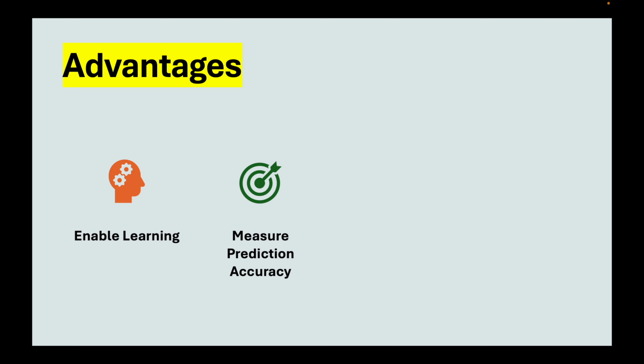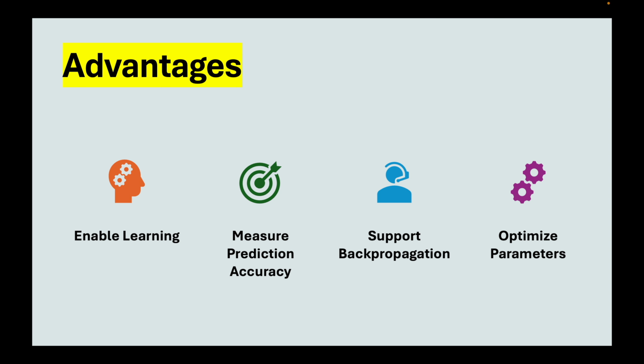Now let's see the advantages of loss functions. It enables learning as it provides feedback for improvement. It measures prediction accuracy as it quantifies how wrong the model is. It supports backpropagation as it is used to calculate gradients. It optimizes the parameters as it updates weights.